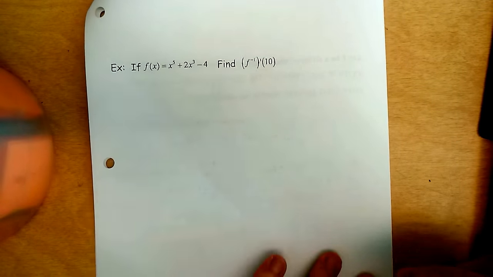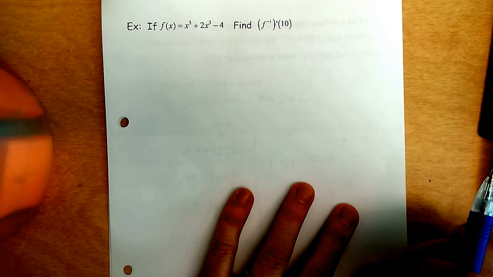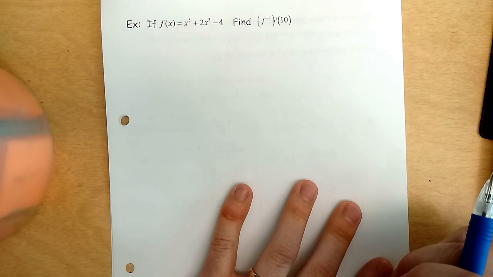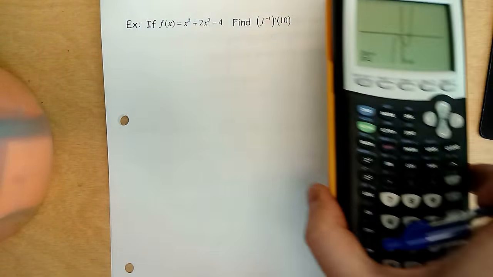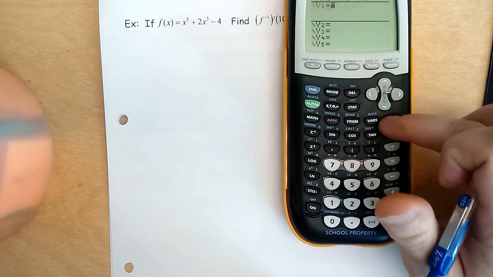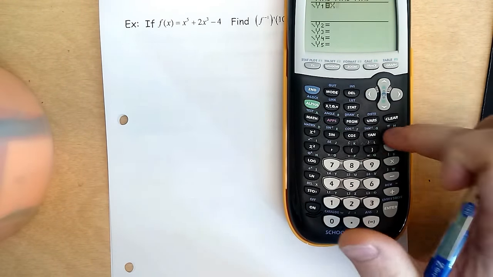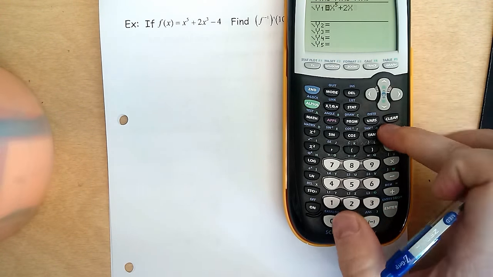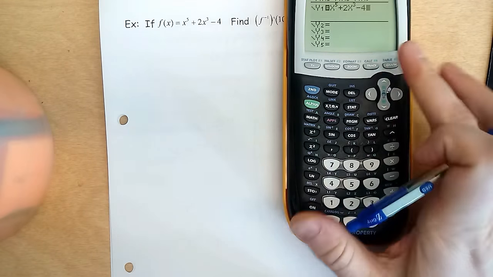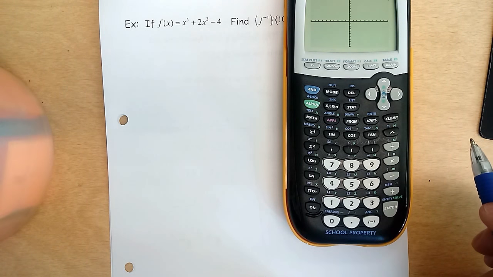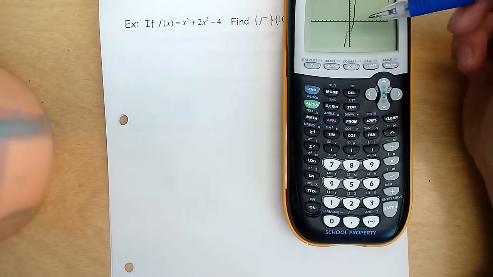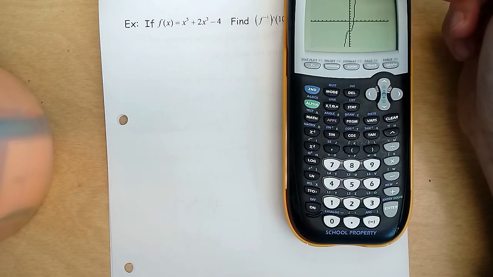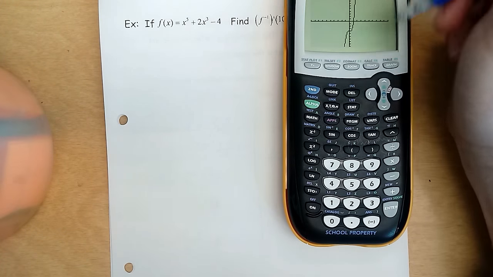All right, so we'll do another example. It says if f of x is equal to x to the fifth plus 2x cubed minus 4, find the inverse. So let's look at this again. It's really good when we have the opportunity to look at what our graphs look like. Sure enough, that little crook in there, that's going to probably mess with our inverse.